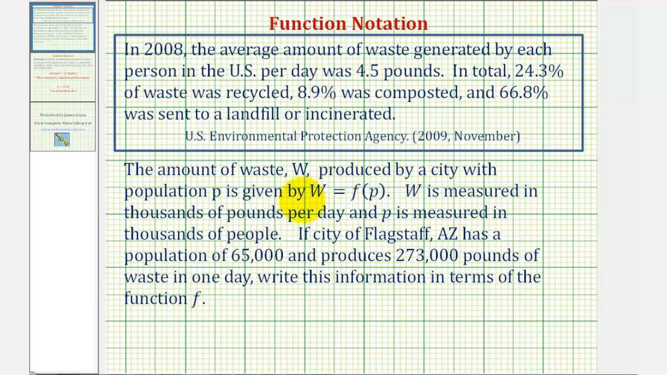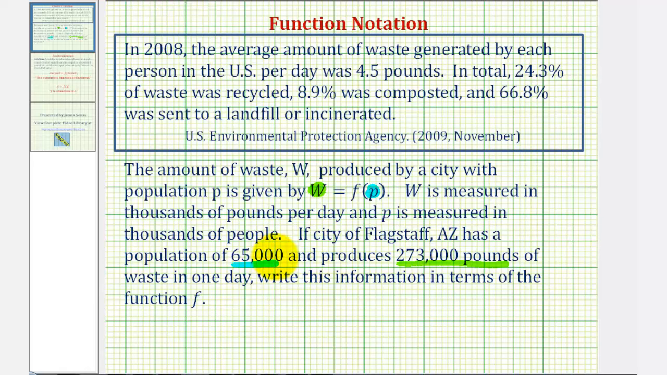So we know that W equals f of P, or W is a function of P, and therefore the population P is the input. Notice in this case the population is 65,000, and the amount of waste W is the output, which in this case is 273,000 pounds. But we do need to be careful because notice how W is measured in thousands of pounds and P is measured in thousands of people.